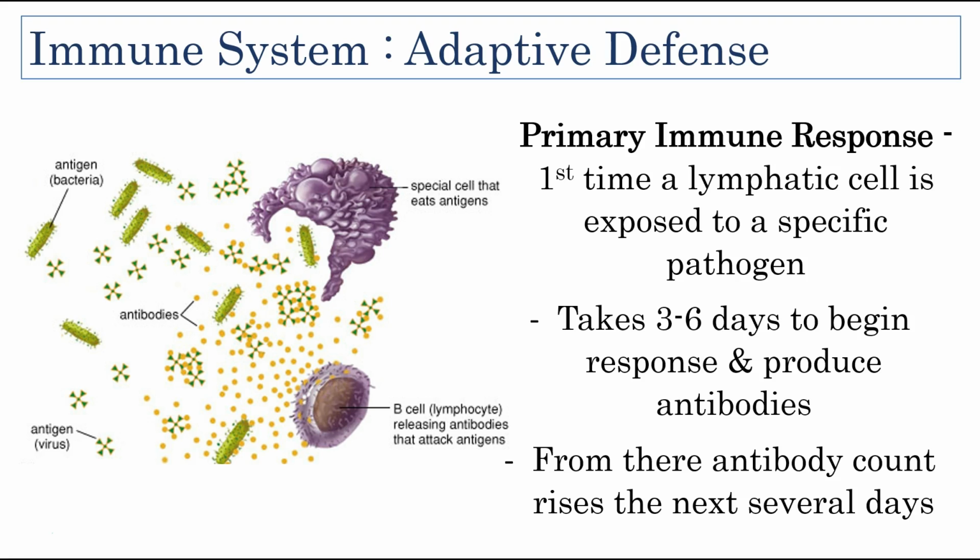Primary, just as it sounds, is the very, very first time a lymphatic cell is exposed to a pathogen. Because of this, mounting an immune response is very slow comparatively. This takes 3 to 6 days to even begin the production of antibodies. Then the production peaks at around 10 days and then stops. The antibody count does not get anywhere near as large as it does during any secondary infection.